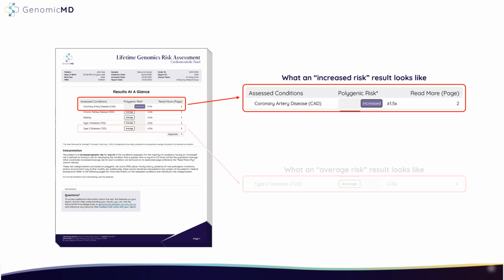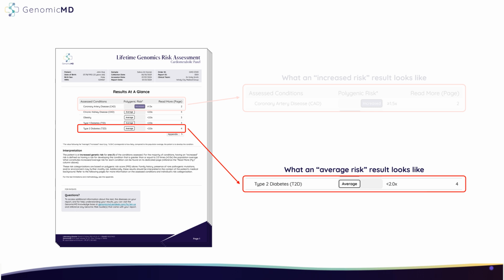If your result is increased, it means that your risk for developing the condition is greater than what is considered average. By how much exactly depends on the condition. In the case of coronary artery disease, it is at least 1.5 times. In other words, based on his polygenic risk score, John's risk for developing coronary artery disease is at least 1.5 times as high as what's considered average in the population. Meanwhile, his risk for type 2 diabetes and the other three conditions is considered typical.